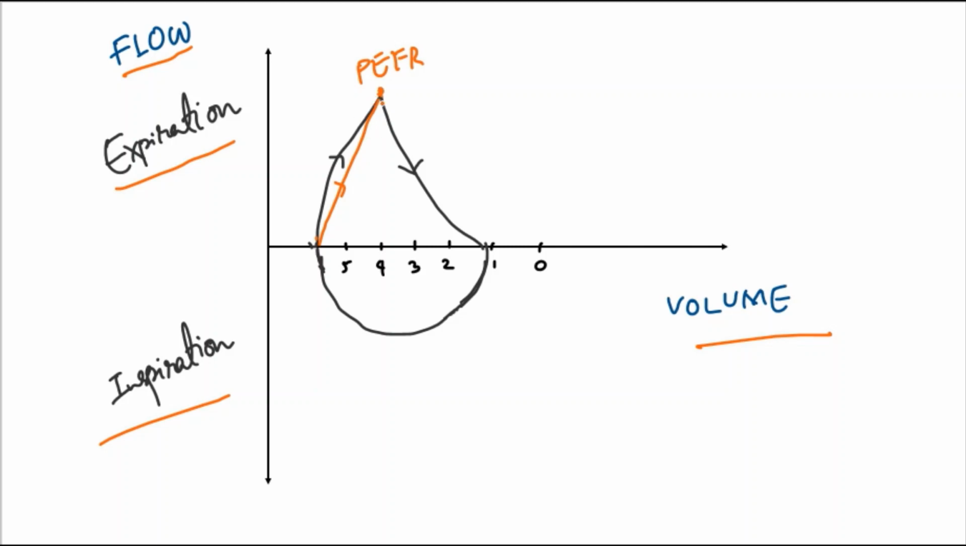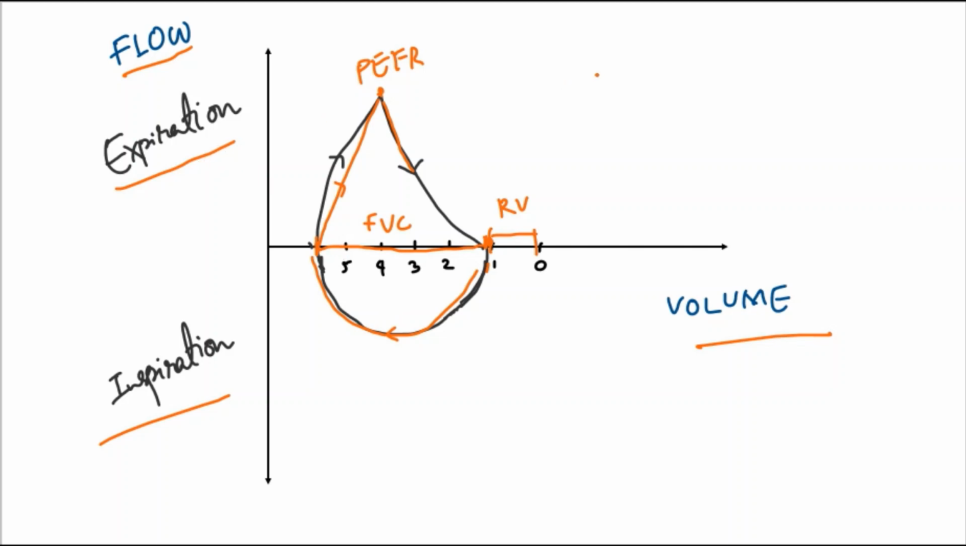Then there is a linear fall from PEFR until the loop reaches this point, and this point is your RV, or residual volume, as you know it. From this portion until RV, this portion is your FVC, or forced vital capacity. This lower portion is your inspiratory portion of the flow volume loop. If you take a look at this one, it is quite symmetrical as compared to your expiratory loop.